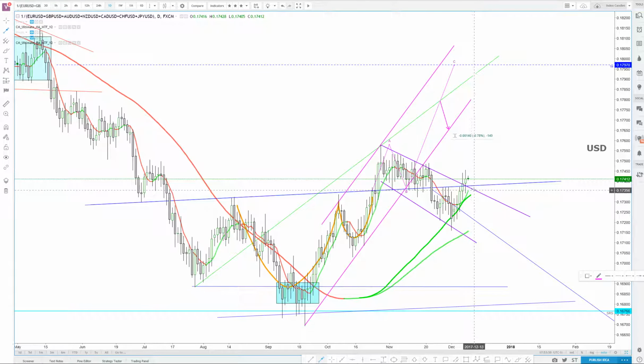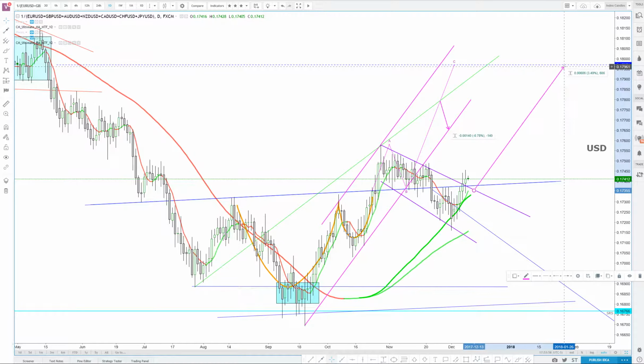Might take a little pullback here and then start going back up to this level here as we projected. So I'm gonna write down USD still up.